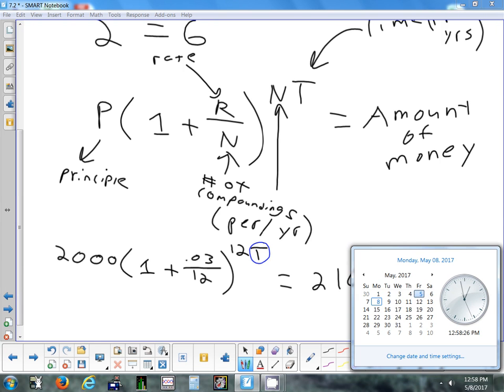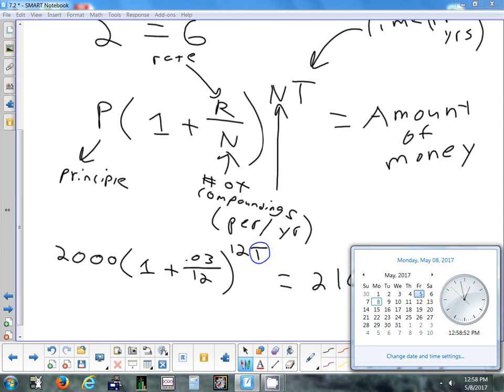More often is better. Because the sooner you get that money into your account, now you're not only making interest on what you had in it, but you're also making interest on the money that the bank gave you, the deposited interest. So the more often they compound, the better. Okay? Any question on that? Kind of gives you more time to make interest.